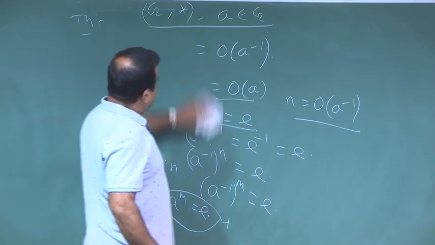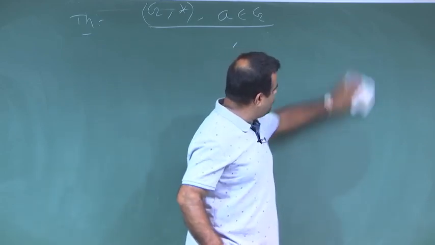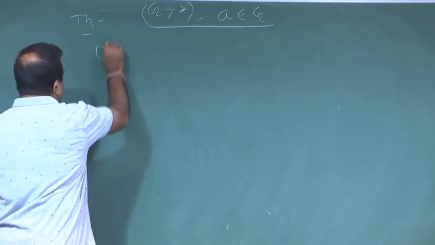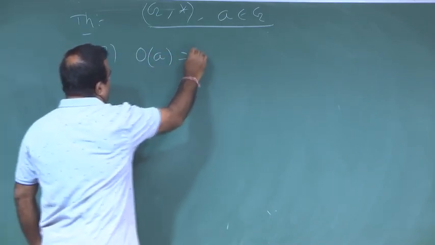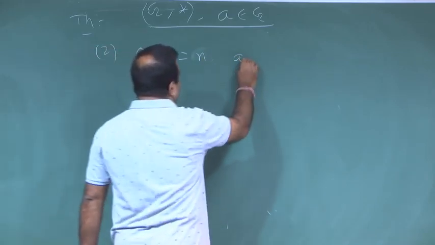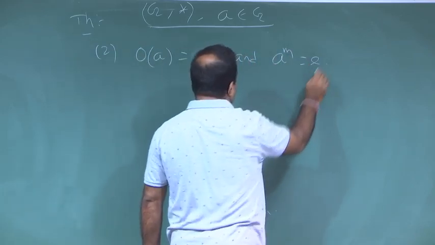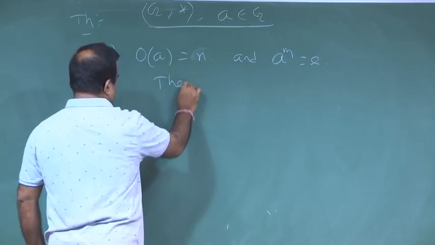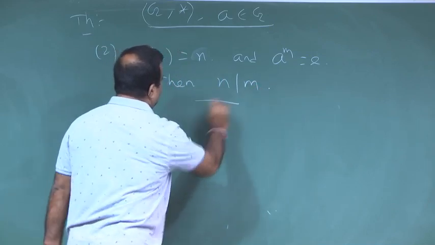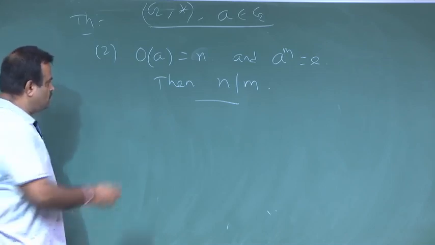Okay, now, the second property is: if the order of a is n, and if a to the power m is e, then n must divide m. n must divide m, because this you have to prove.